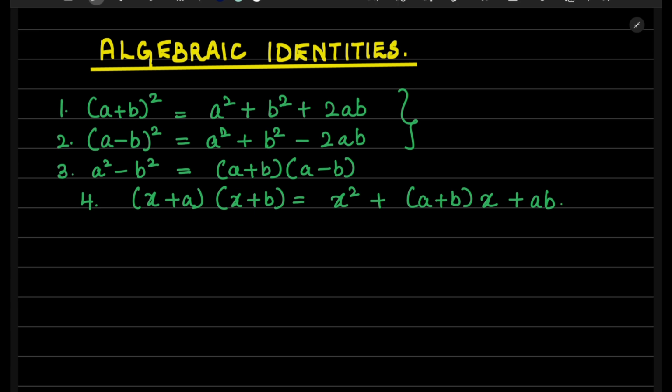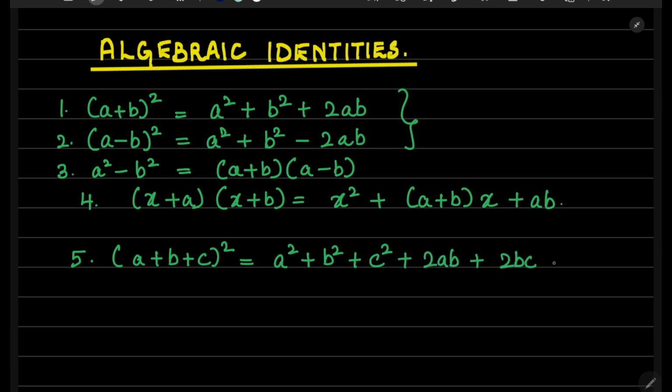The fifth one that we will see today is nothing but (a plus b plus c) the whole square. It's nothing but a square plus b square plus c square plus 2ab plus 2bc plus 2ca. So this is one identity that we will be seeing today.